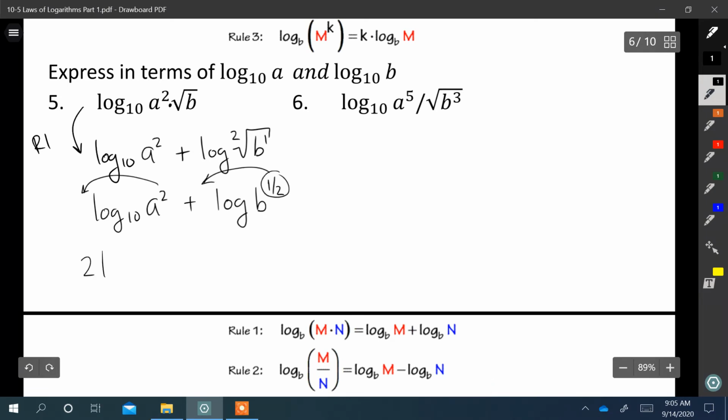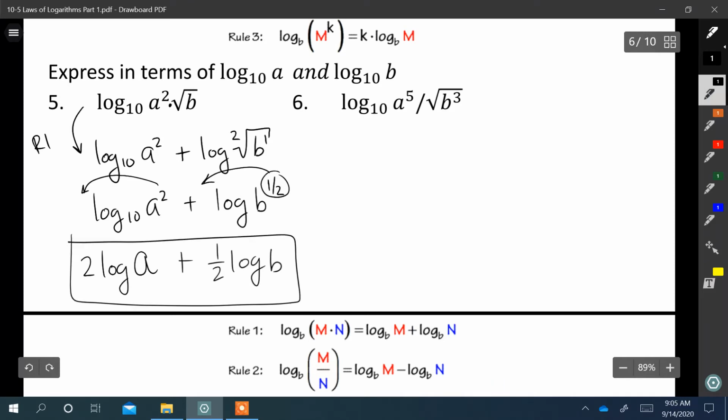So you have 2 log, I'm not even going to put the 10 anymore because it is assumed that the base is 10 right there. And the 2 actually gets over. And then we have half times log of b. And that's how we write our answer.